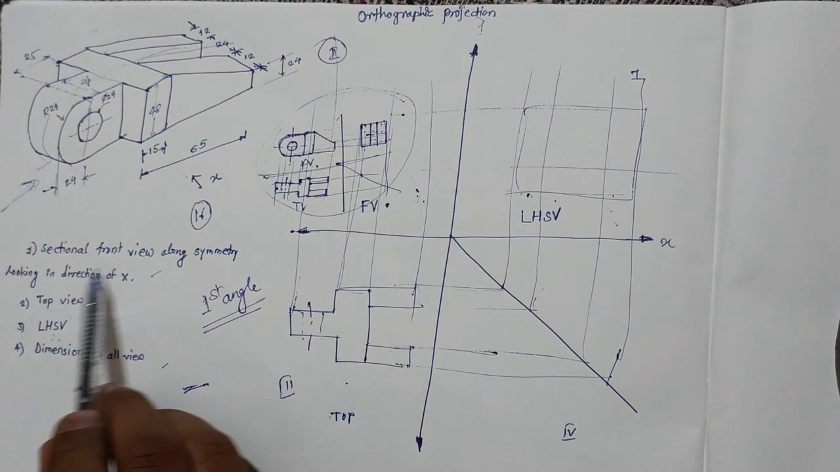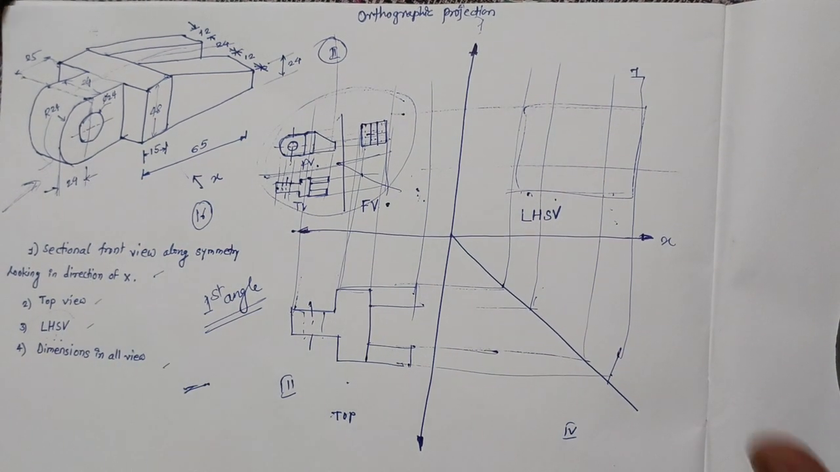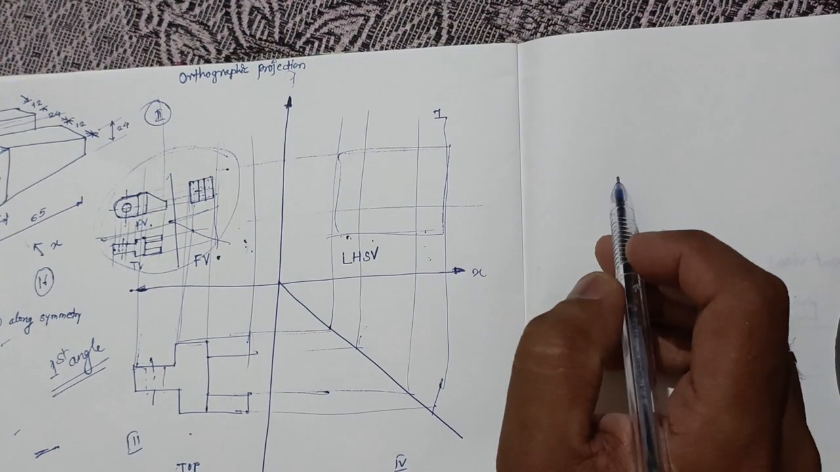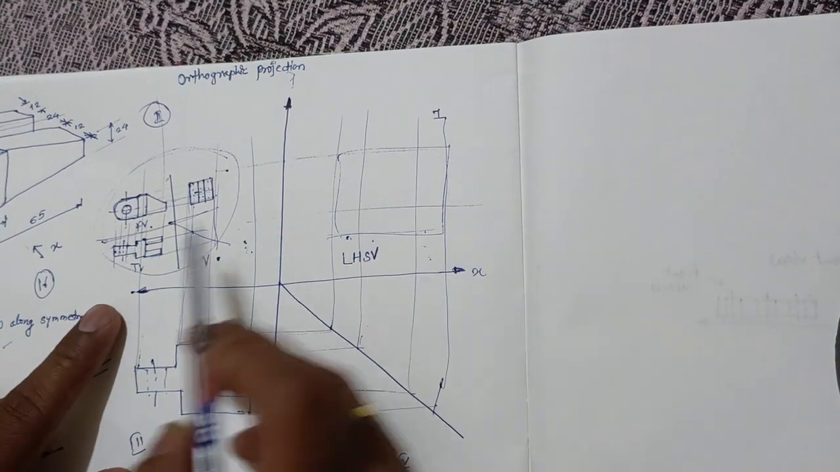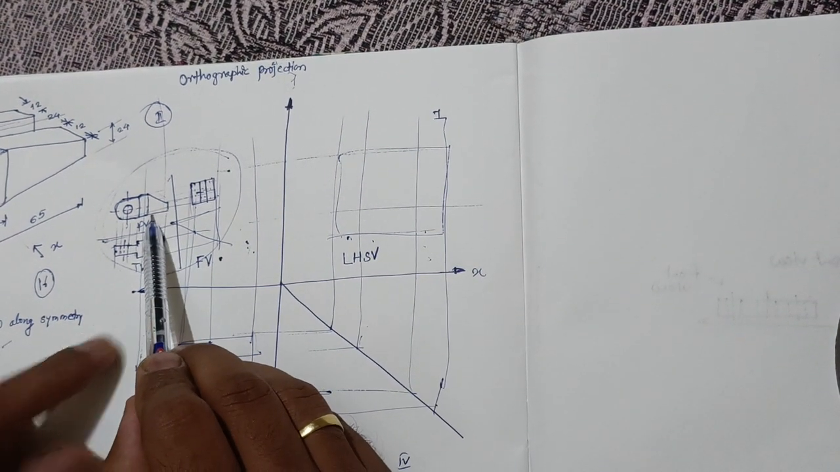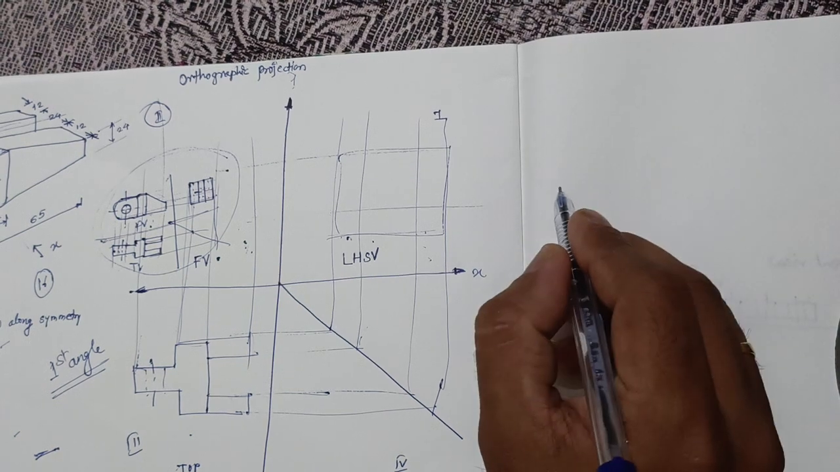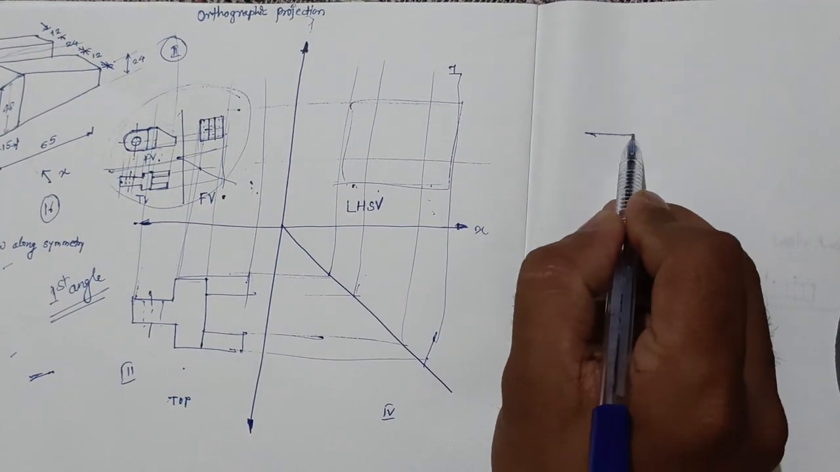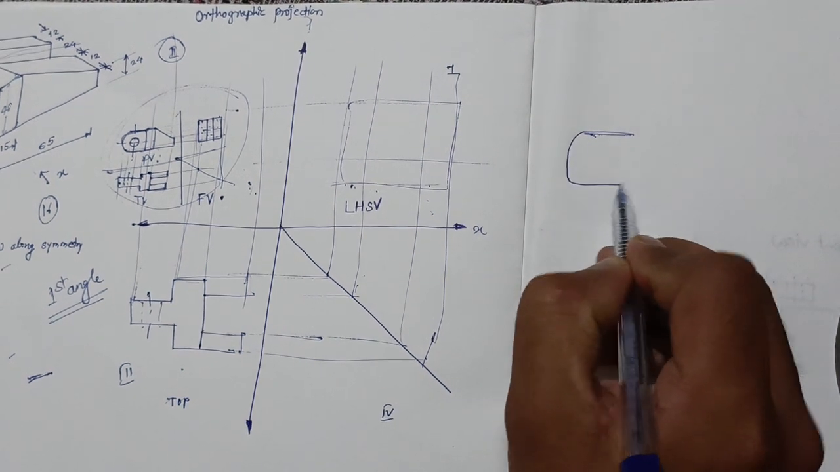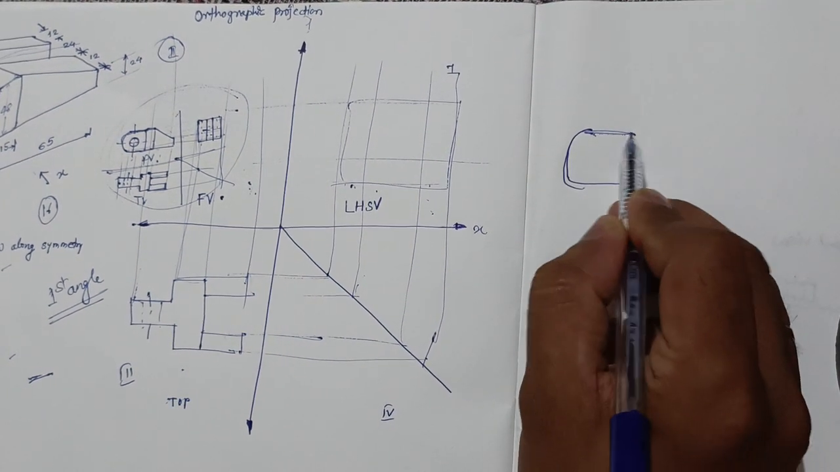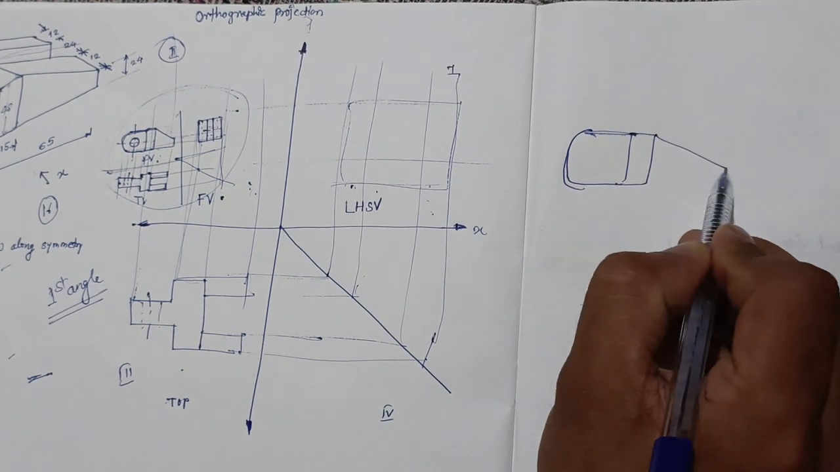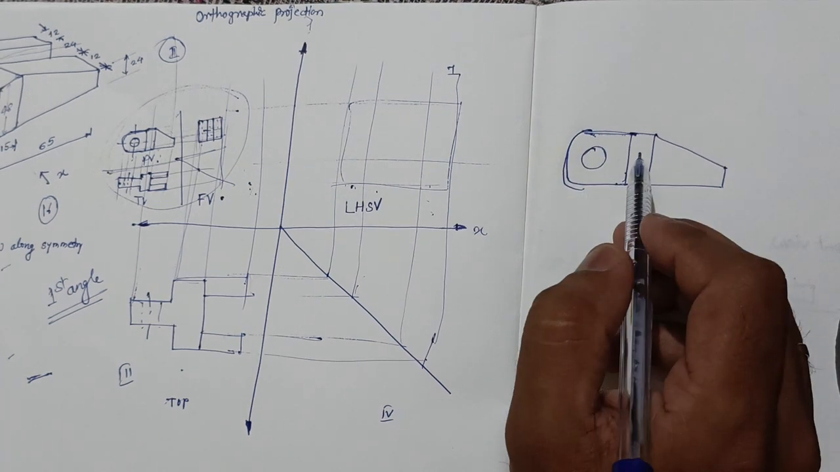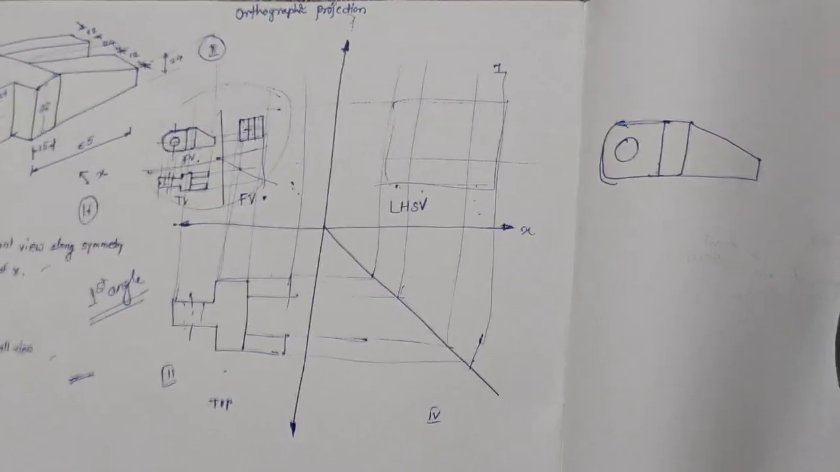Okay, one more thing, that is the sectional front view, right? Sectional front view. Here, it's better if I draw the front view over here. So this is the front view, right? This is the front view, and how this front view can be transformed into a sectional front view, that I'll show you. For example, if this is the front view and this is the circle, right?